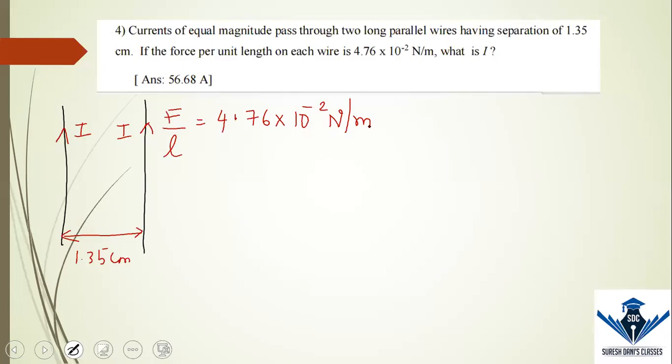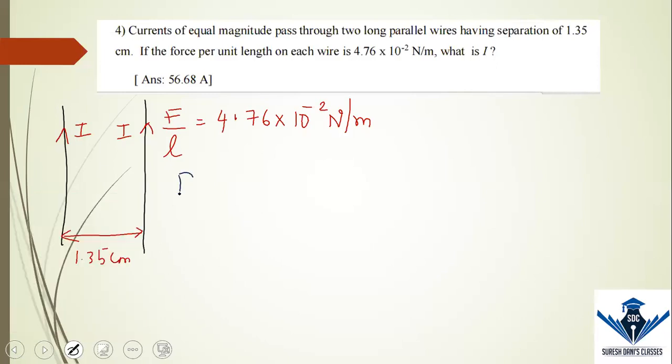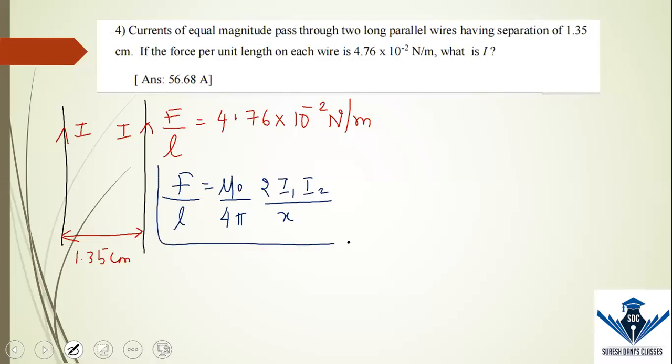So would you like to try it once? Please try on your own, based on the force per unit length formula. Do you remember what the force per unit length was? Mu naught upon 4 pi 2 I1 I2 upon X. This is the formula. Please apply the formula and get me the value of I if you can.